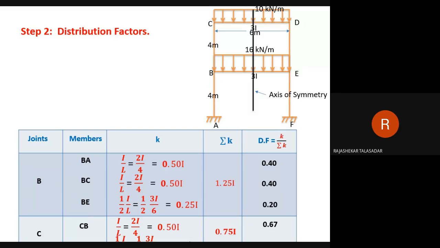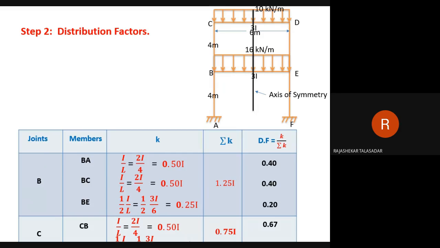Now, joint B. Again, first what you need to look at is whether it is symmetric or not. Yes, it is symmetric. So you put one symmetric line, the axis of symmetry, here. This axis of symmetry is cutting the CD and BE members into two parts. So whenever you take the K of CD, you should take half of the actual member. Similarly, K of BE will be half of the actual member.